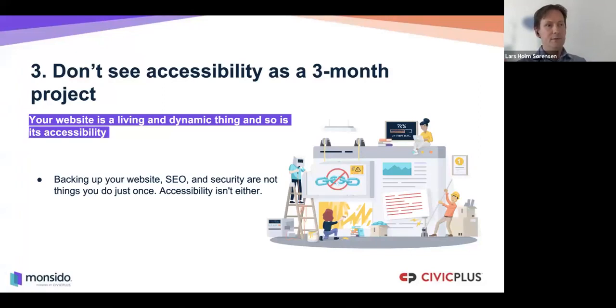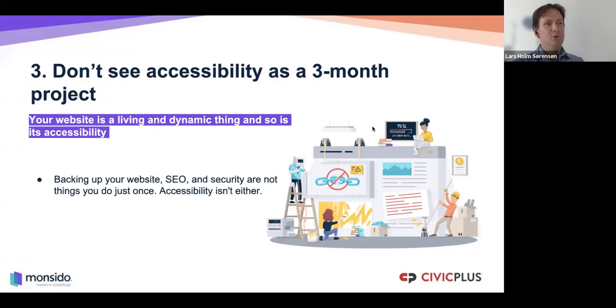Just like you most likely have other tasks that are ongoing in your web team. That could be your search engine optimization work. That could be your security work. You have all these things that you keep doing on your website, and accessibility has the same kind of nature, because at least as long as you are updating your website with new content, you will keep.